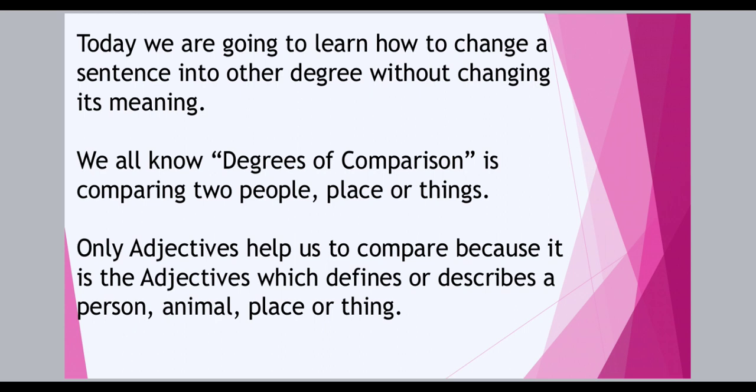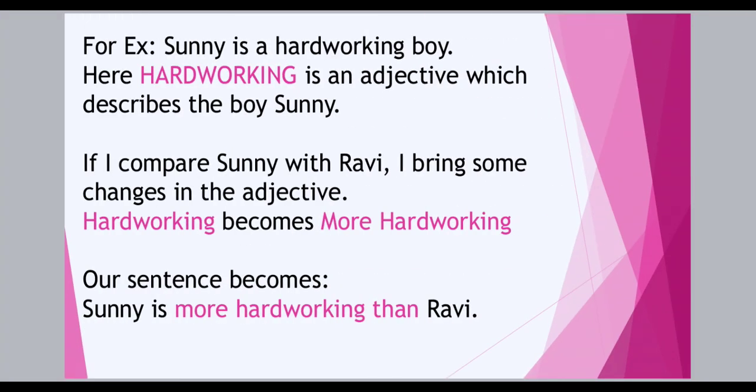And we all know in degrees of comparison, we use adjectives to compare because it is the adjectives which define or describe a person, place, animal, bird or thing. For example, the swiftest bird, the fastest animal, the most beautiful woman, right? So these are all adjectives, and adjectives alone describe or compare between two people, places, animals or things. Let's move on to our next page.